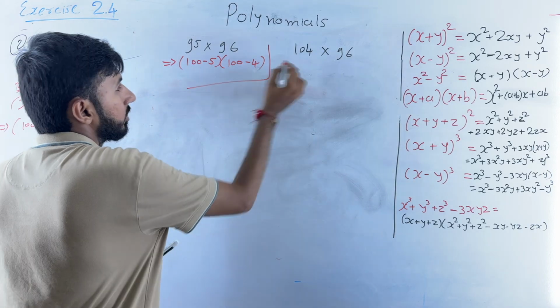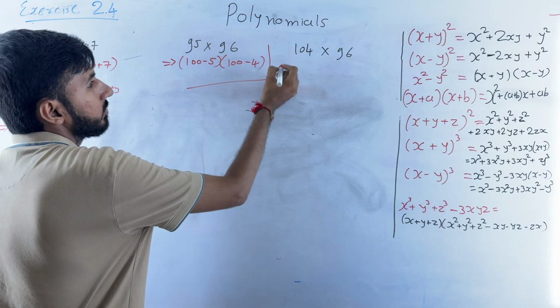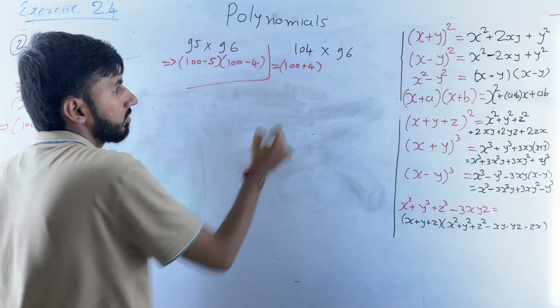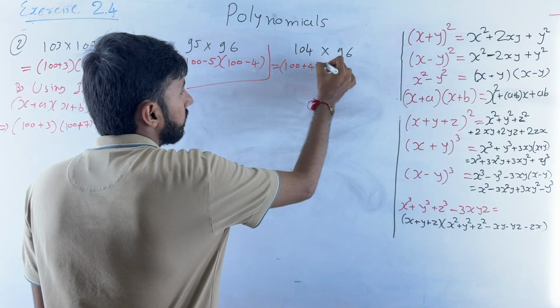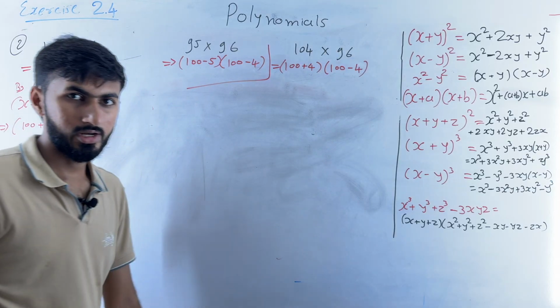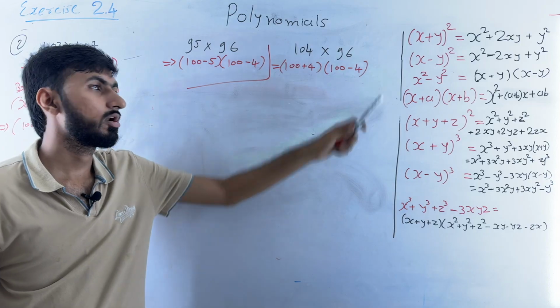And third question is 104 multiply 96. So you can write 104 is equal to 100 plus 4, right? And 96 is equal to 100 minus 4, right? You can write 104 is equal to 100 plus 4, 96 is equal to 100 minus 4.